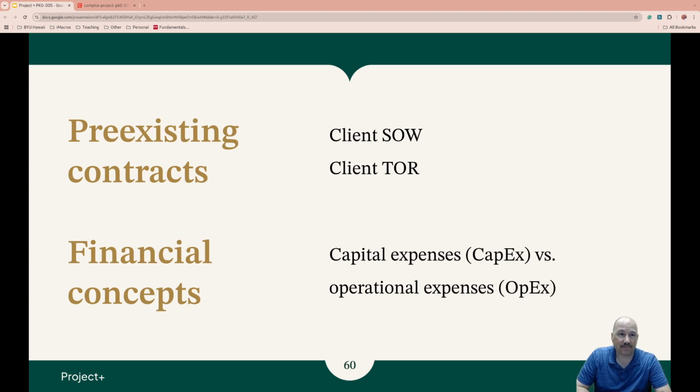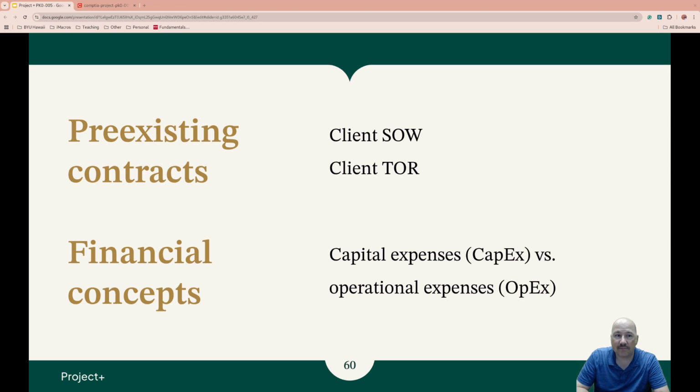Pre-existing contracts. So you have a statement of work. That's something that outlines specific services or products that are going to be delivered, timelines, how quickly you have to respond, so performance. It's a foundational agreement and ensures that both parties understand what is expected and required.